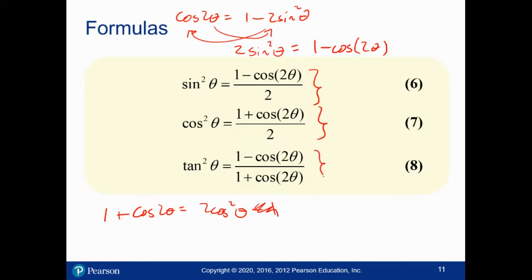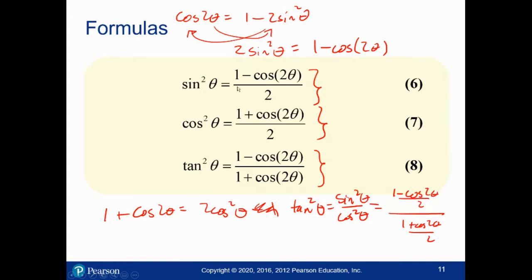Okay, and then you can get the version for tangent just by using the ratio of sine squared over cos squared. So tangent squared is sine squared theta over cos squared theta. And now we have this formula for sine squared. It's 1 minus the cosine of 2 theta over 2, over cos squared, which is 1 plus cosine of 2 theta over 2. And those shared denominators of 2 cancel, and you get exactly formula 8 here.